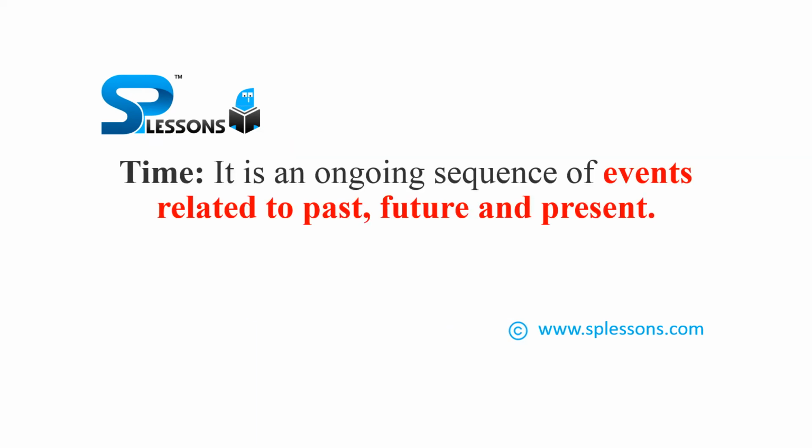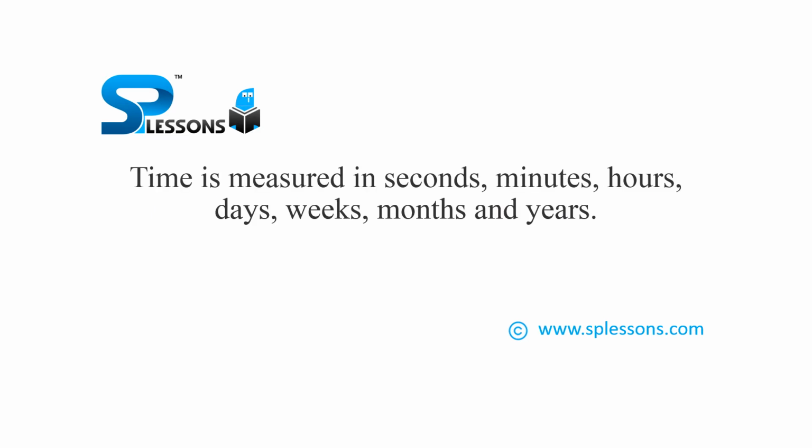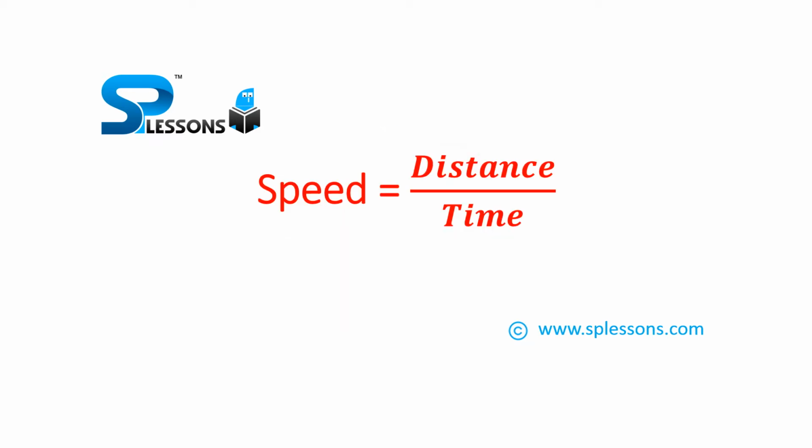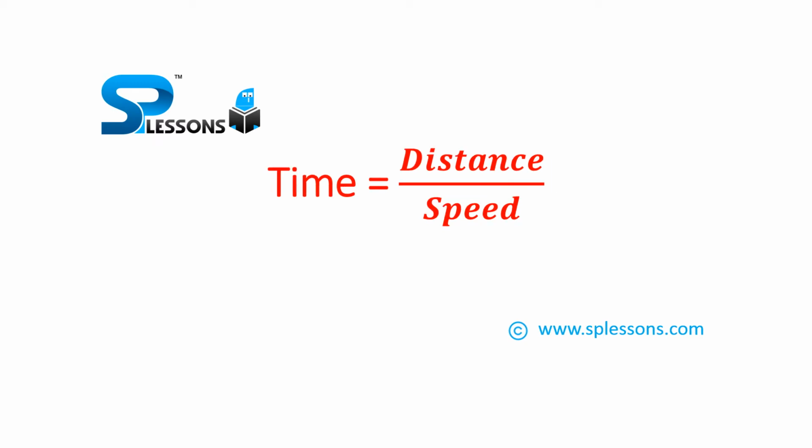So what is all about time? It is an ongoing sequence of events related to past, future and present. Time is measured in seconds, minutes, hours, days, weeks, months and years. And speed is distance divided by time. So when we divide distance by time, we will get speed. Similarly, time is obtained when we divide distance by speed.